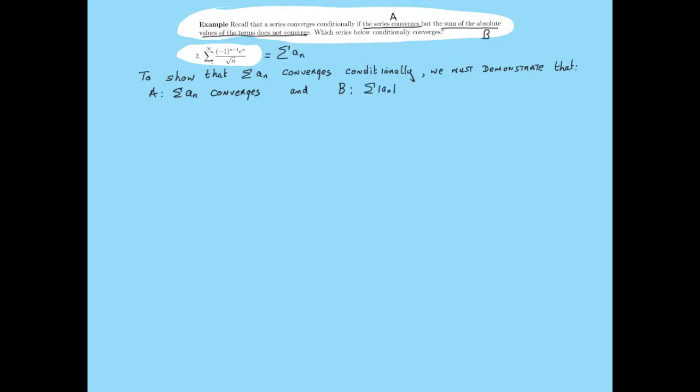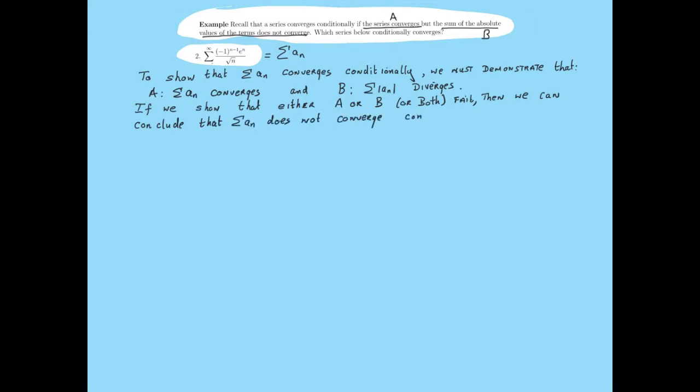So we said to show that a series converges conditionally, we need to show two things. A, that the series itself converges, and B, that the sum of the absolute values diverges. Now, to show something is not conditionally convergent, we need only show that either A or B fails. If one of these fails, then the series cannot be conditionally convergent.